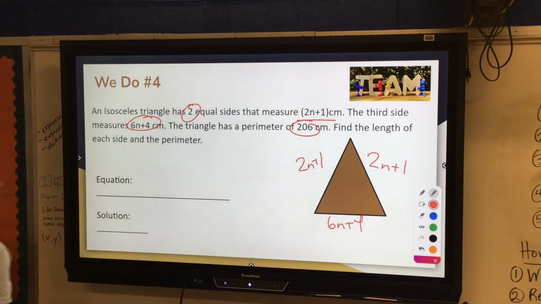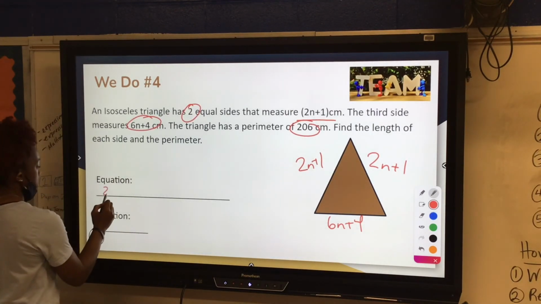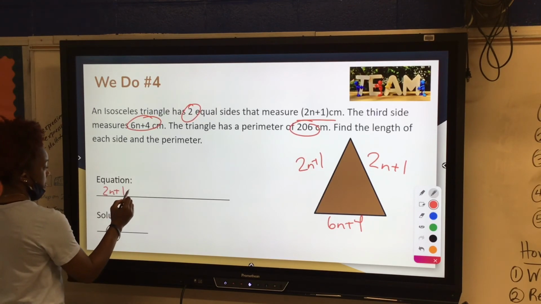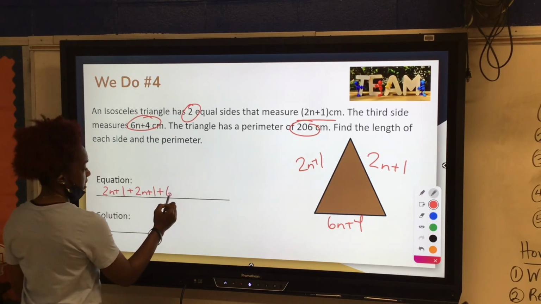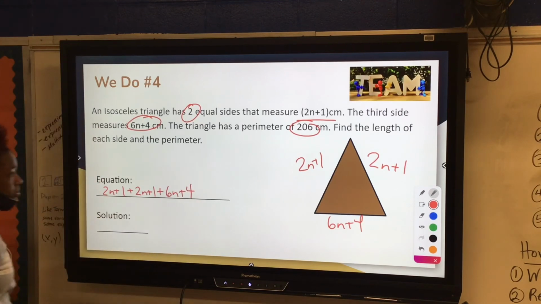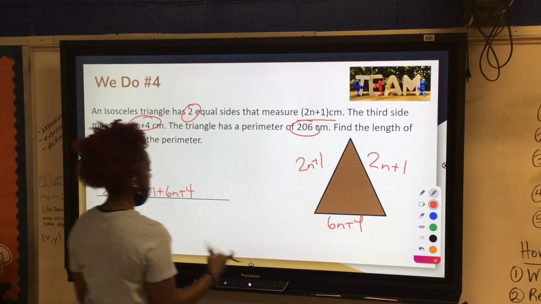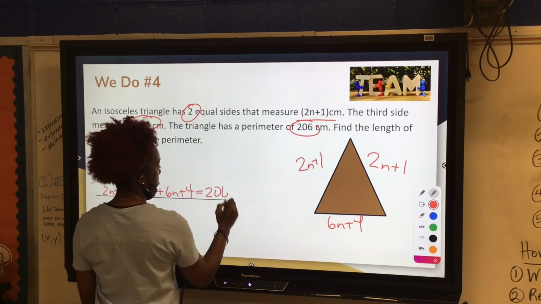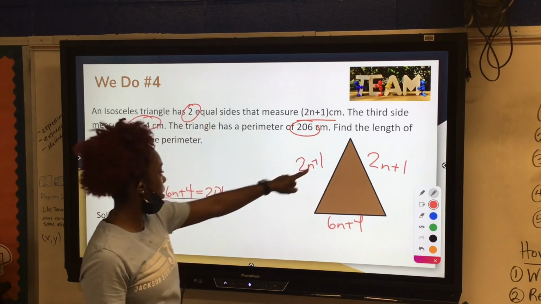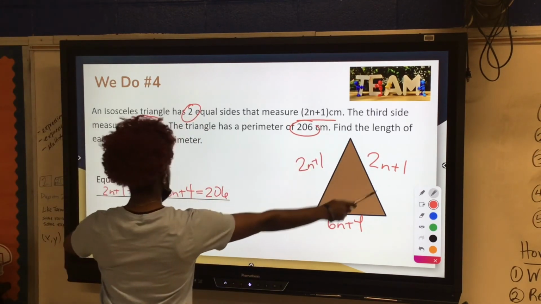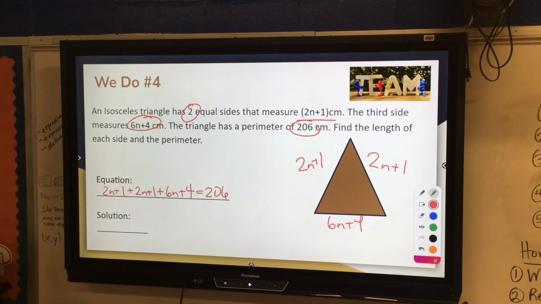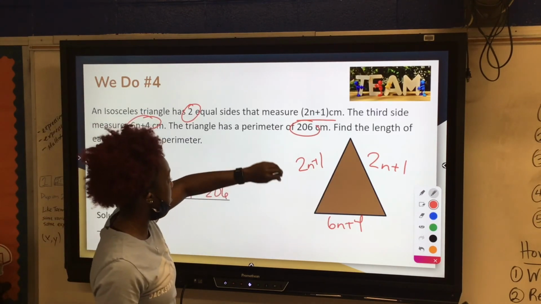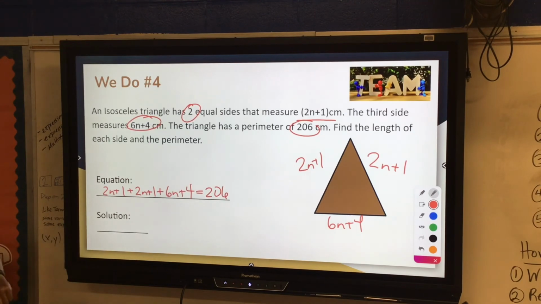Okay, so our equation is going to be 2n plus 1, right? Plus 2n plus 1 plus 6n plus 4. And what does that equal? 206, because that's the perimeter. The perimeter is adding all of the sides. So we just added 2n plus 1 here, plus 2n plus 1, plus 6n plus 4. We got all of these dimensions from the word problem. All right, so once you add all of those together, you get 206 centimeters. Okay, so that's our equation.